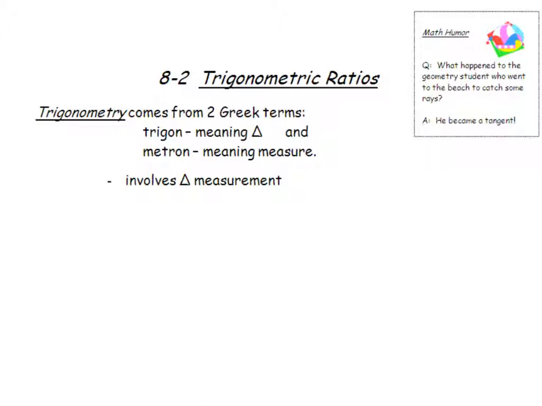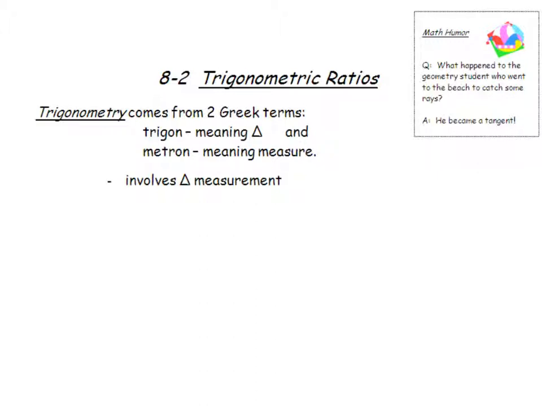And clearly our math humor has been horrible since we've been doing it by ourselves. So we've kind of paired up again, and we're going to try this together. Yes. So, math humor, let's take a look at the question. The question is, what happened to the geometry student who went to the beach to catch some rays? Well, he became a tangent. Tangent, gentlemen, get it, you guys? Oh my gosh.